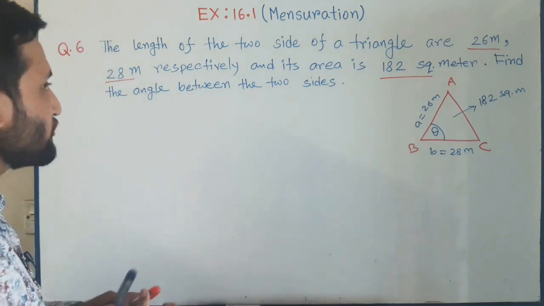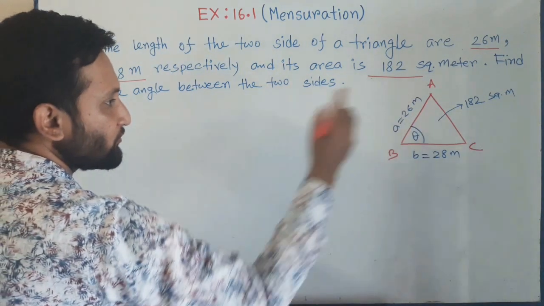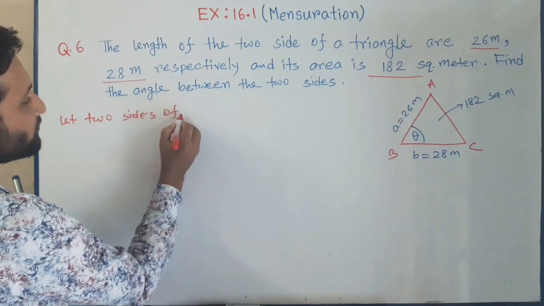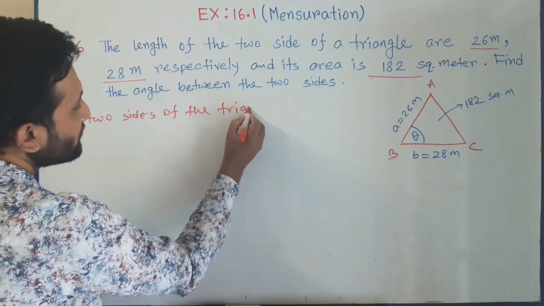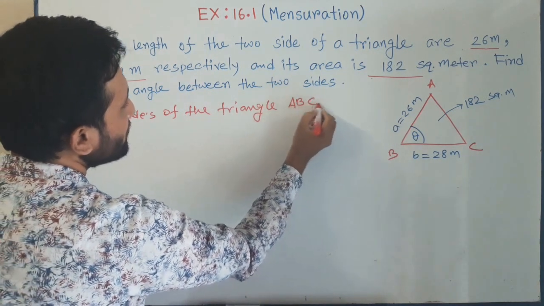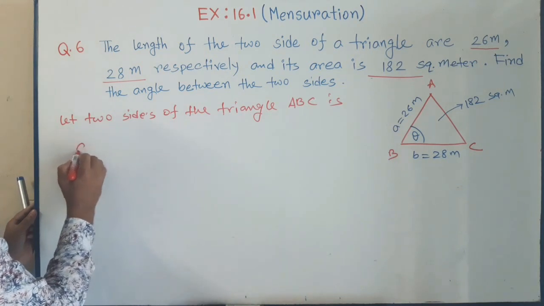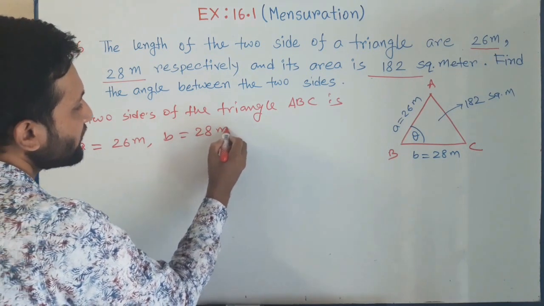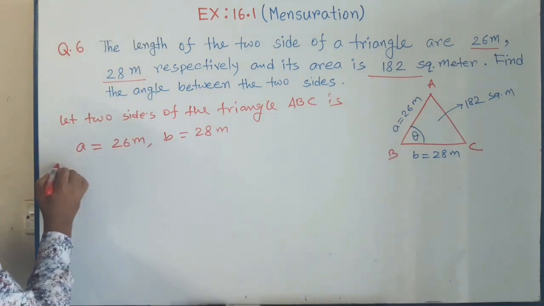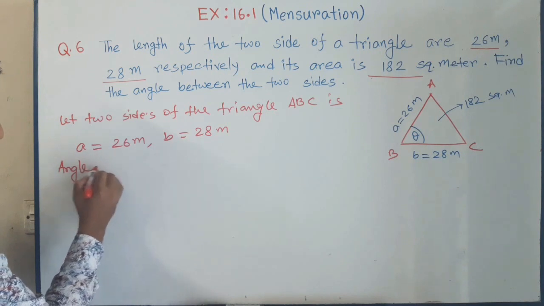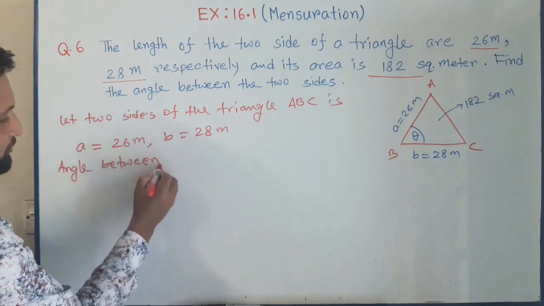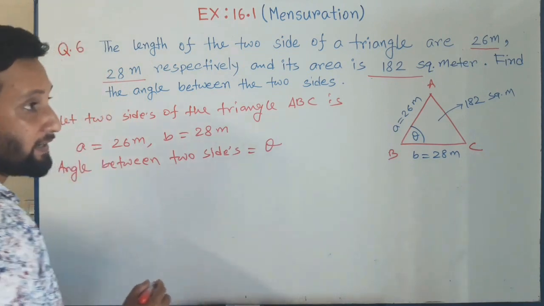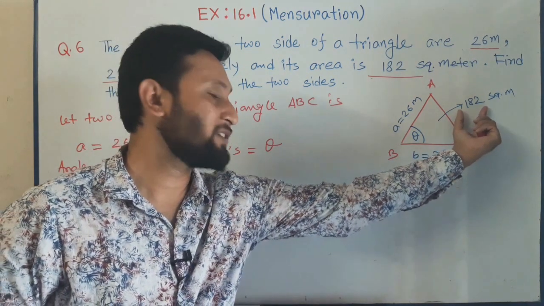So follow the solution process. Let two sides of the triangle ABC be A equal to AB, that is 26 meter, and the other side B equal to 28 meter, and the included angle between the two sides equal to theta. Here the area of this scalene triangle is also given, 182.